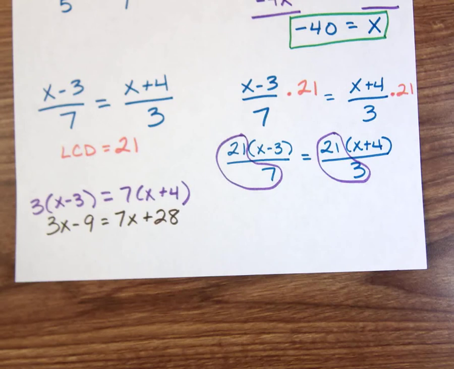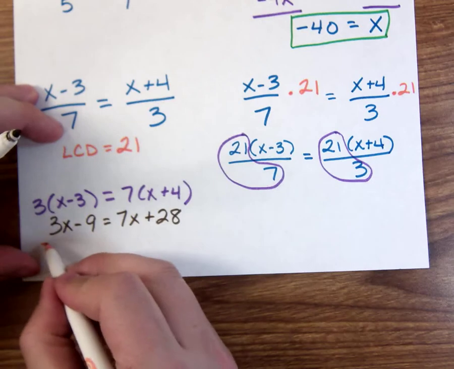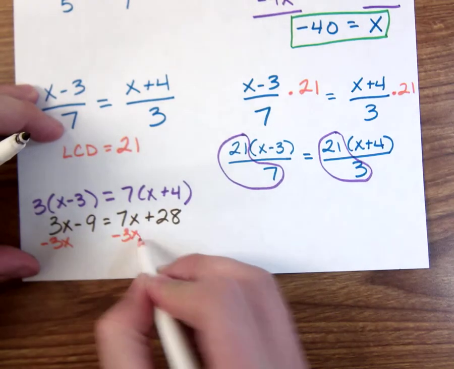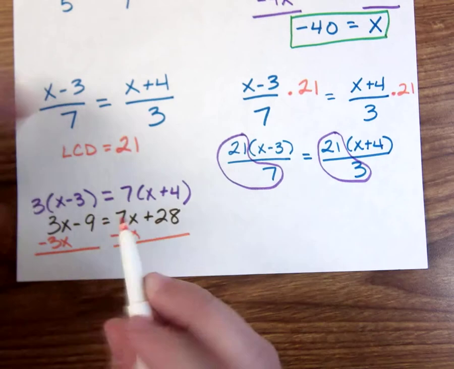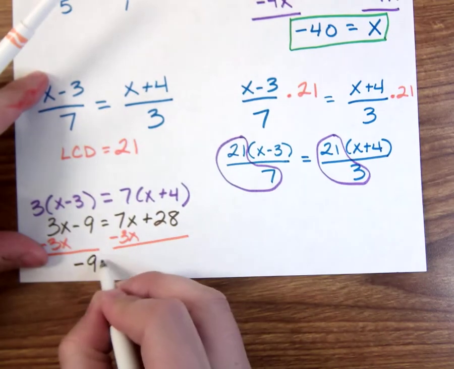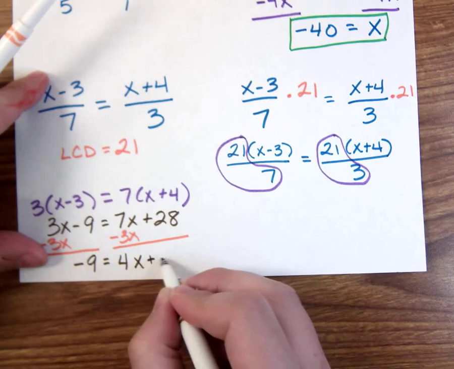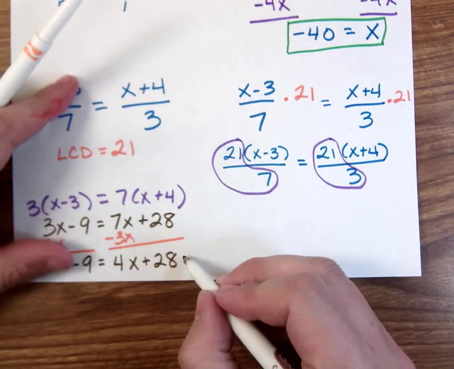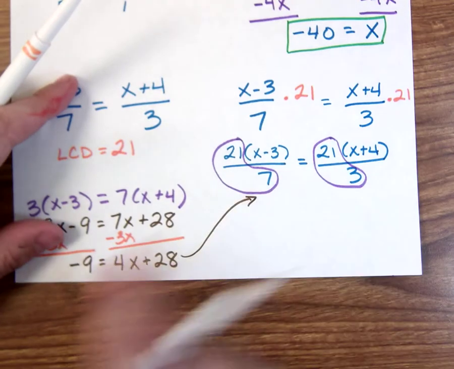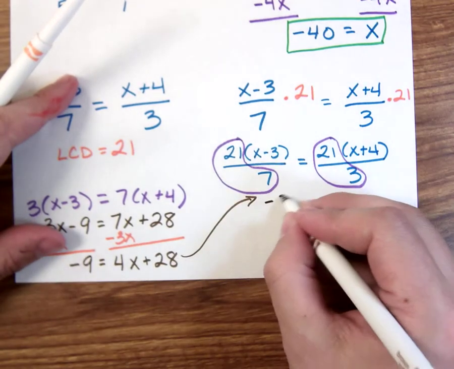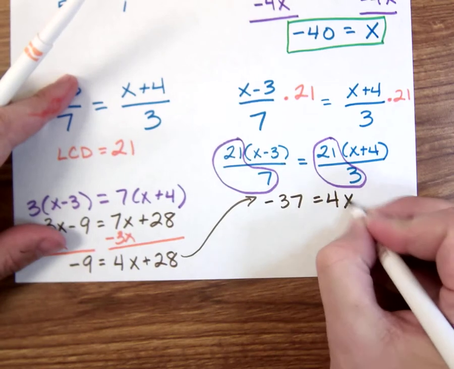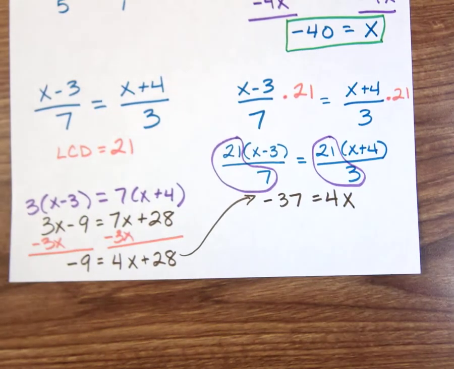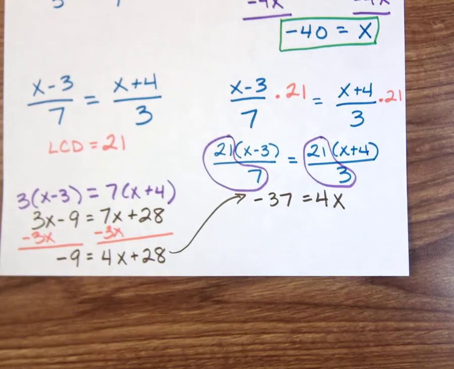I am waiting for your suggestions. I subtracted 3. Okay. Give us negative 9 equals 4x plus 28. And then I subtracted 28. Subtract 28 on both sides. Negative 9 minus 28 is going to be negative 37. And then divide 4. Good.